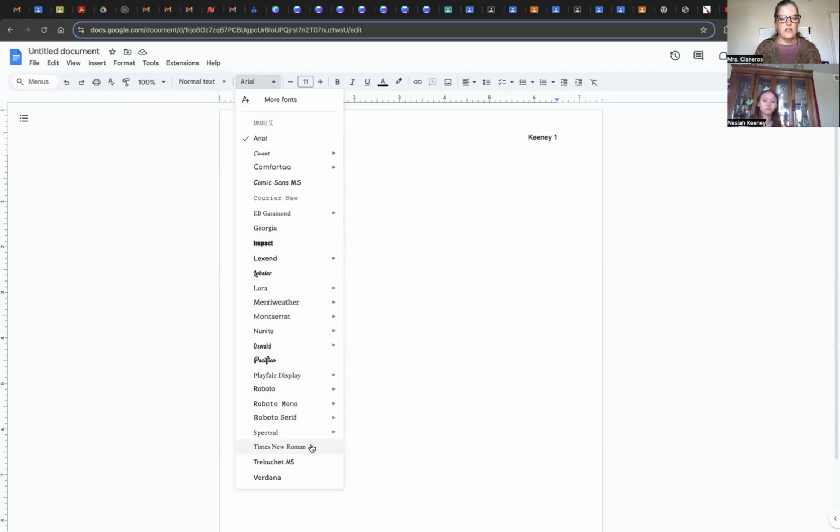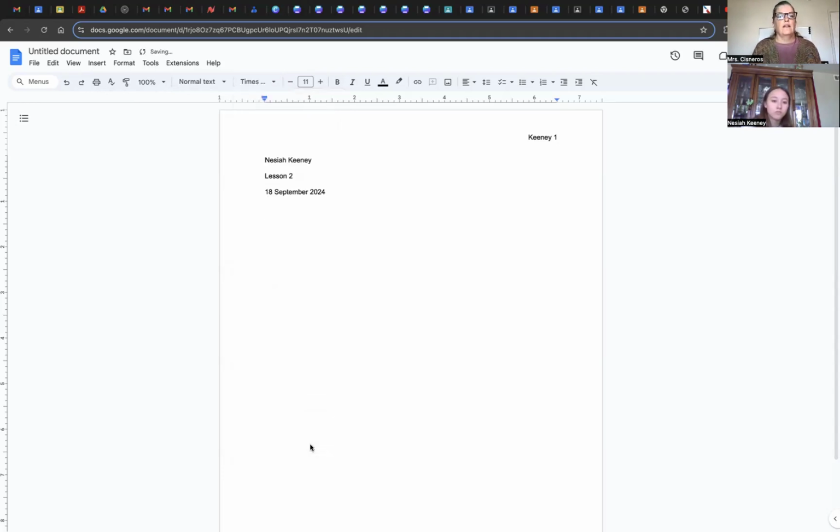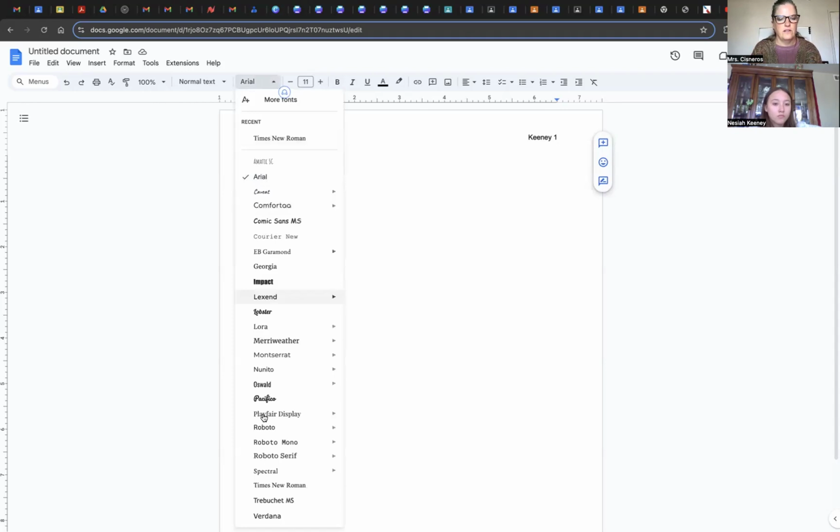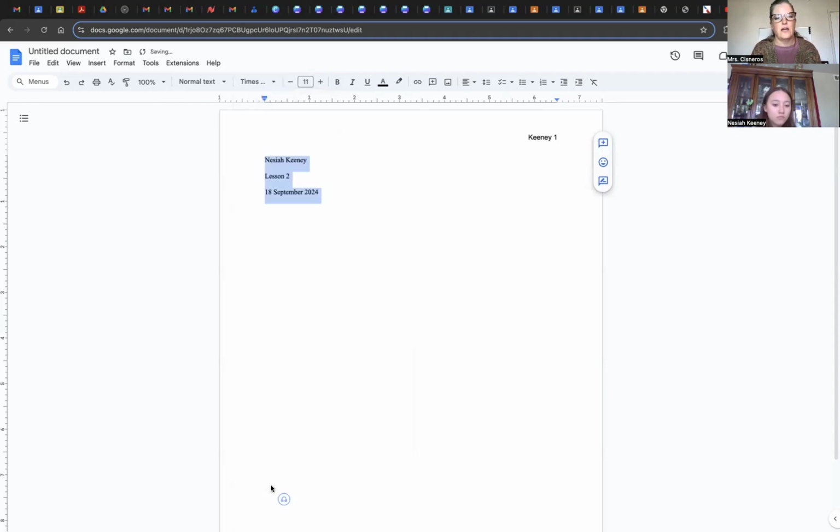Okay, so when you click on Times New Roman, it'll change the font, but I forgot to do that at the beginning because really all of this should already be in Times New Roman. So what you can do if you forget to is highlight it, go back here to the font, go down and select Times New Roman, and now it'll automatically change the font. You see how that is a little different?